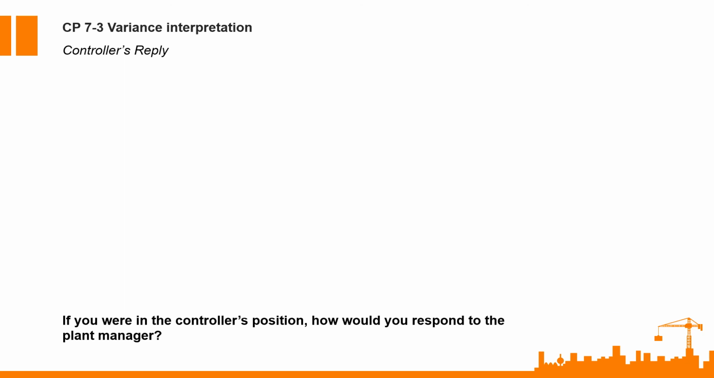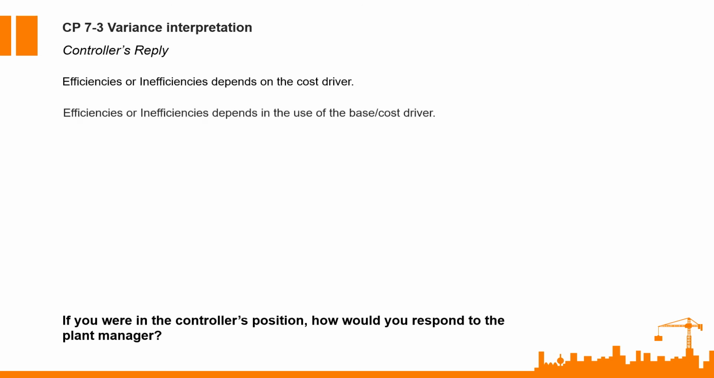This is a simple problem, so our response will also be simple. Efficiencies or inefficiencies depend on the cost driver. Take note that in any costing, whether job order, process, or activity-based costing, we often apply our factory overhead with a predetermined overhead rate based on an activity. The most common of this activity is direct labor hours. So we follow this.